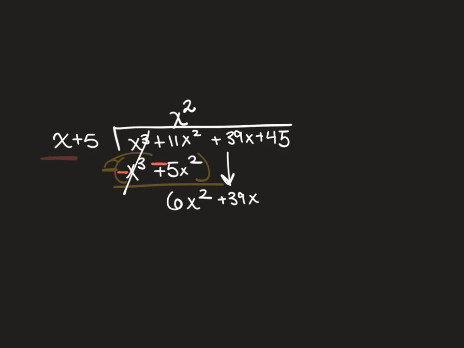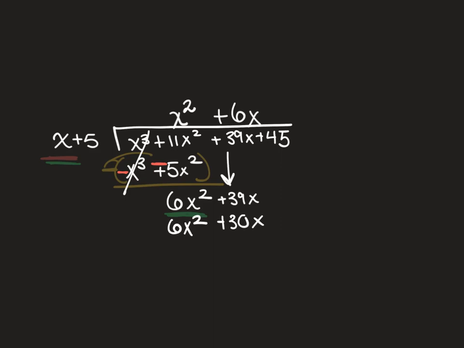And then you're going to play the same game or question again. What do you multiply x by to make it match my 6x squared? Well, to do that, you're going to multiply by definitely a 6 and an x. And you're going to put the x's above the x term. 6x times x is 6x squared. 6x times 5 is 30x.